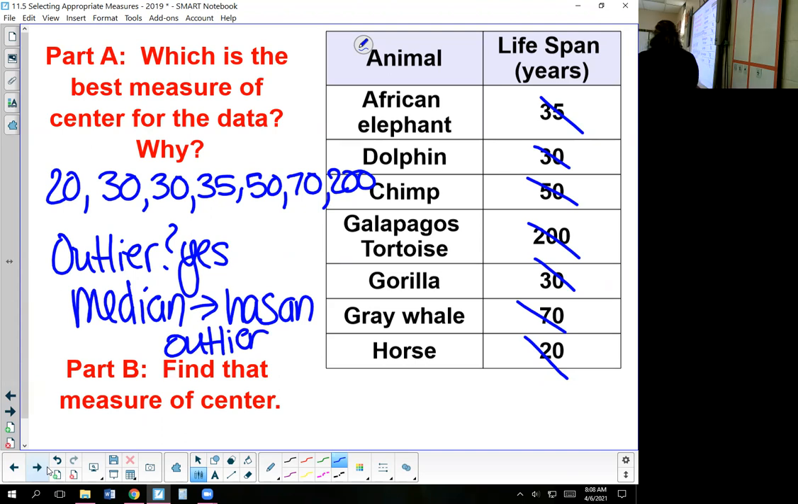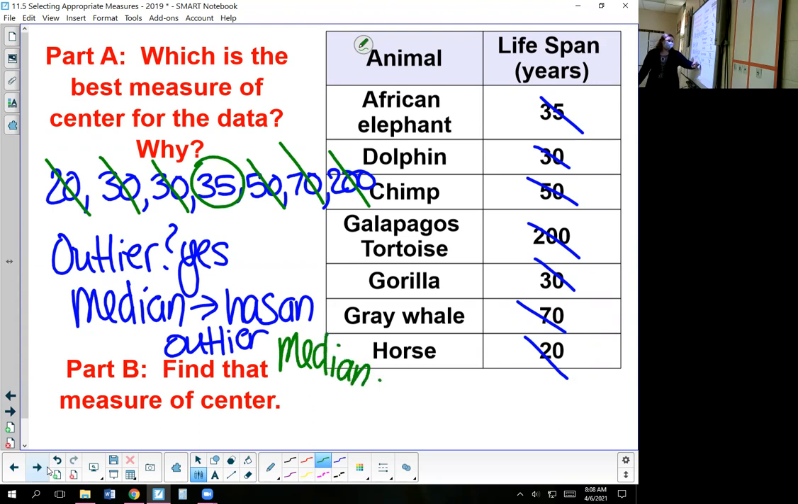So, let's see, this is going to be nice, guys. Is it going to be a nice middle number? I don't know. So what is the median? 1, 2, 1, 2. Oh, I do. So my median is 35.